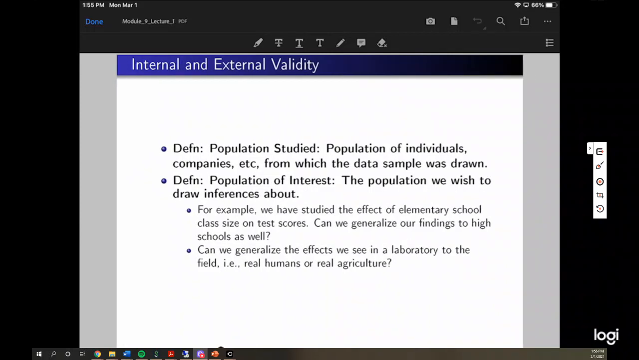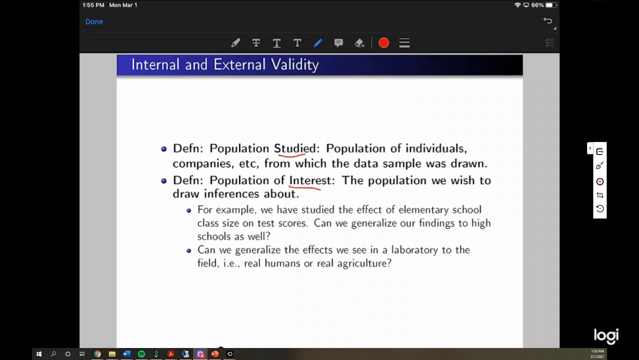Two things to consider: internal and external validity. Okay, the definition. Population studied is the population of individuals, companies, etc., from which the data sample was drawn. This is in contrast to the population of interest. So far we've only really talked about the population in general. Now we're saying there's a difference between the population studied and the population of interest. The population of interest is the population we wish to draw inferences about. We wish to draw conclusions about.